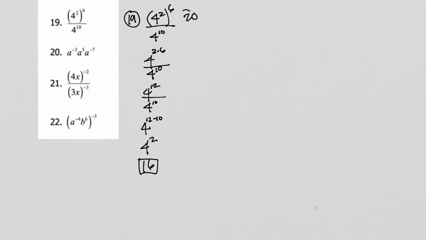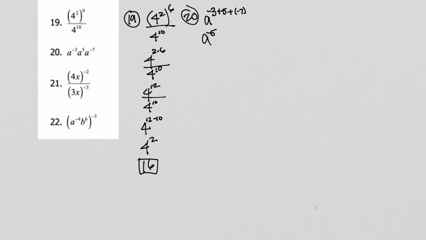In number 20, now look at 20 here. We've got a multiplication, and all the bases are a's. So we're going to write the base and just add the exponents, right? In a multiplication, the operation right below multiplication is addition. So we're going to write that base, and then we're going to add the exponents. Negative 3 plus 5 plus negative 7. So I'll have a to the, well, let's see what we get here. Negative 3 plus 5 is 2, and then 2 minus 7, negative 5.